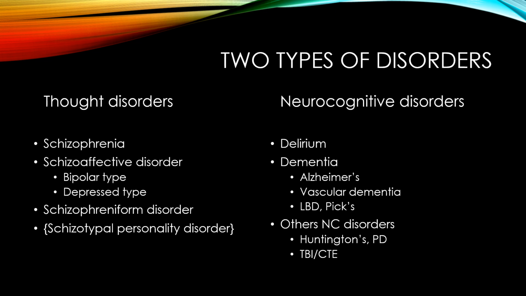So, two types of thought disorders. You have thought disorders related to schizophrenia, schizoaffective disorder, bipolar type or depressed type, schizophreniform disorder, and then schizotypal personality disorder. And then your neurocognitive disorders are delirium, dementia, such as Alzheimer's, vascular dementia, Pick's disease, Lewy body disease, and then other neurocognitive disorders such as Huntington's disease and traumatic brain injury, etc.